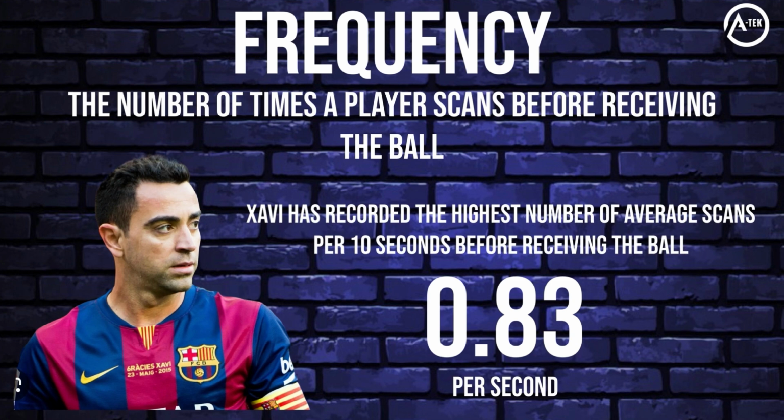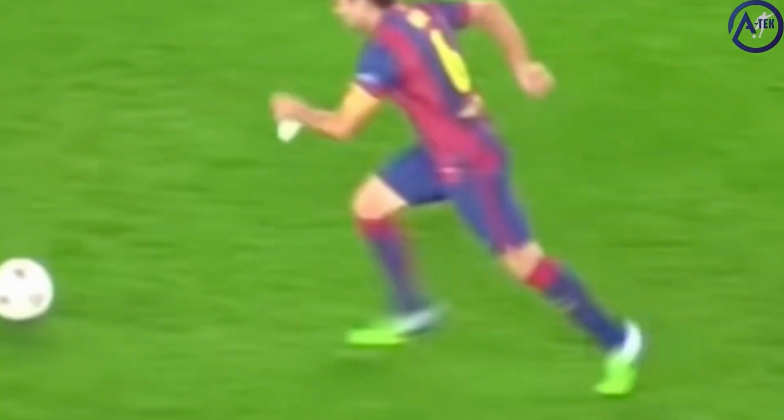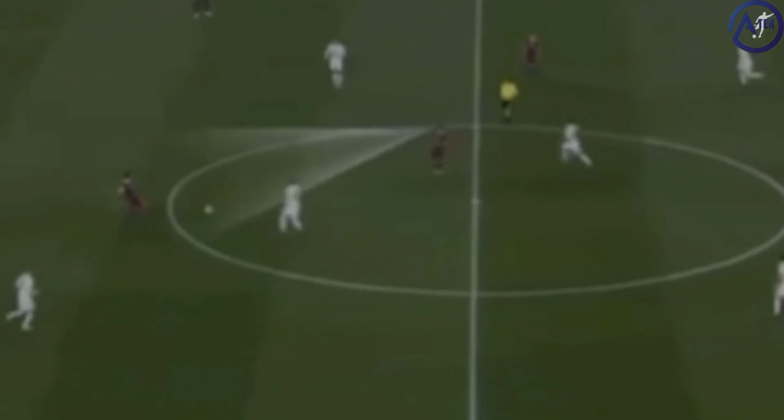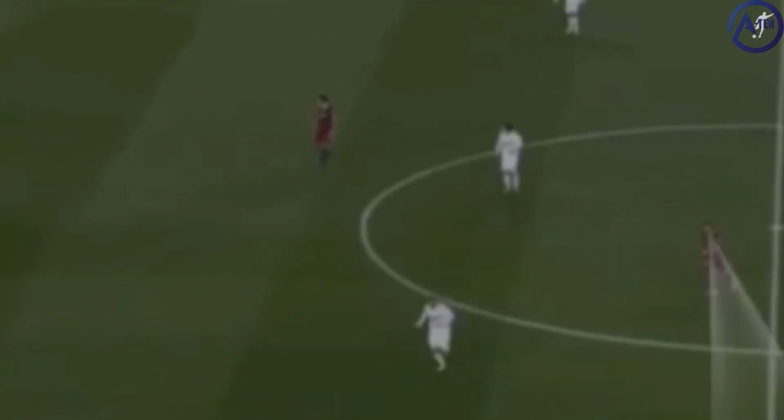Now, from a frequency perspective, the highest performer ever recorded is Xavi Hernández at Barcelona, where he averaged 0.83 scans per second. And if you think about that, in a game, he might touch the ball well over 100 times. So nearly every second, he would be scanning the field to pick up the information needed in order to influence his next decision. Now, if we put that into context, that means for every 10 seconds prior to receiving the ball, he would scan 8.3 times. Which is a phenomenal frequency execution.